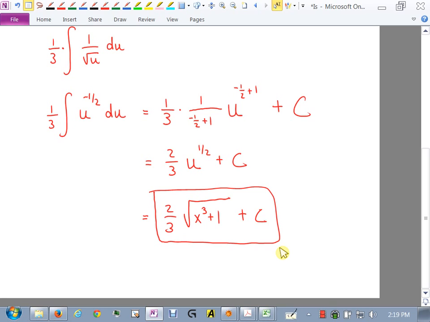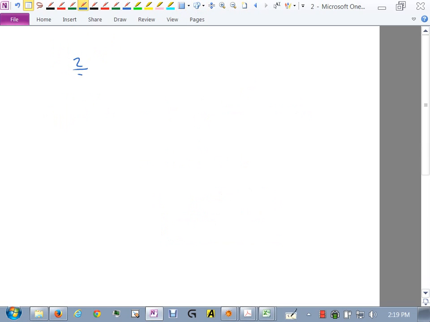Yes. I would probably take it back to this version. I would take it back to 2/3 x cubed plus 1 to the 1/2 plus c. That's the antiderivative, right? Now I take the derivative. I'm going to do it mentally. 1/2 comes out here. What's half of this? 2/6 or 1/3? 1/3. All of that to what power?